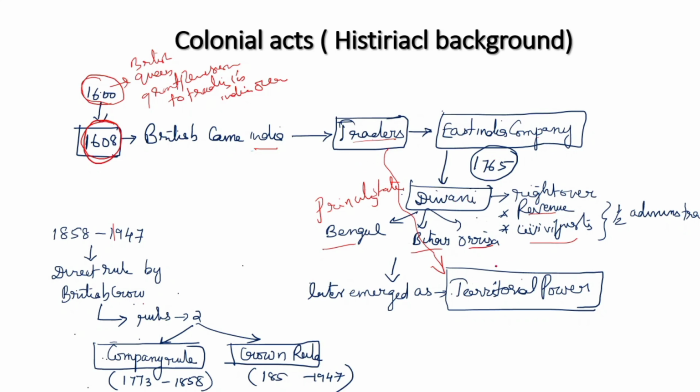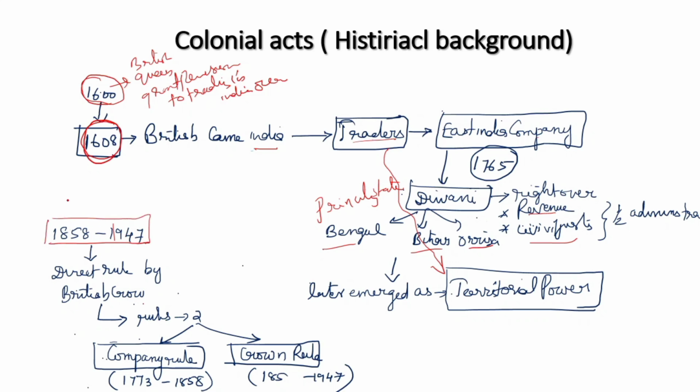Gradually, they became a territorial power. So the British came as traders and gradually became the territorial power. You should remember these dates, 1858 and 1947, the period between 1858 and 1947.